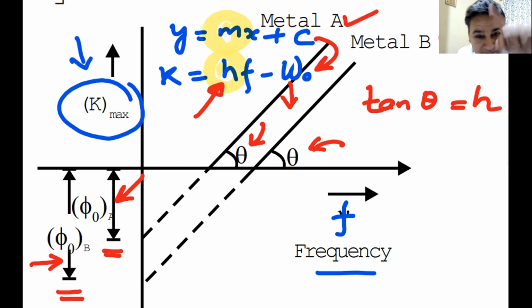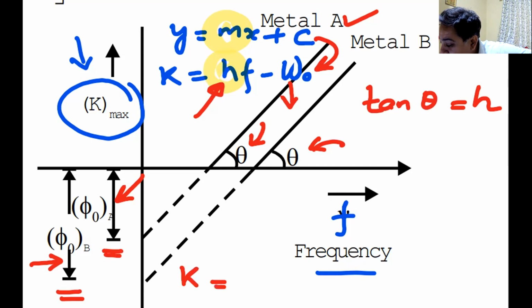HC by lambda naught. Yes, but tell me it in terms of frequency, F naught. What is W naught in terms of F naught? HF naught. So I could have written this equation, which I'm going to write in the space that I'm left with. K will be equal to HF minus HF naught.